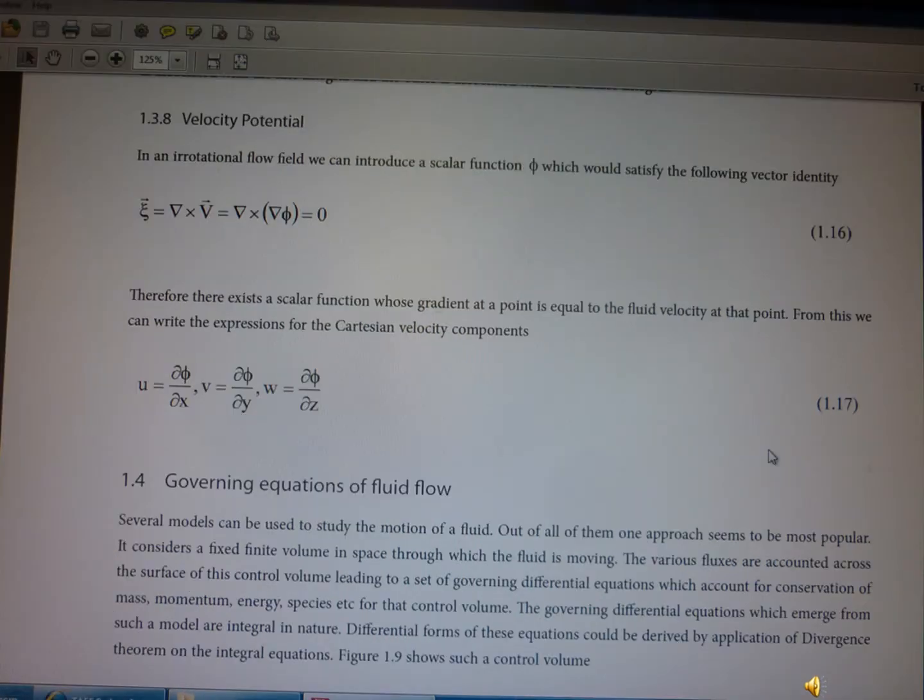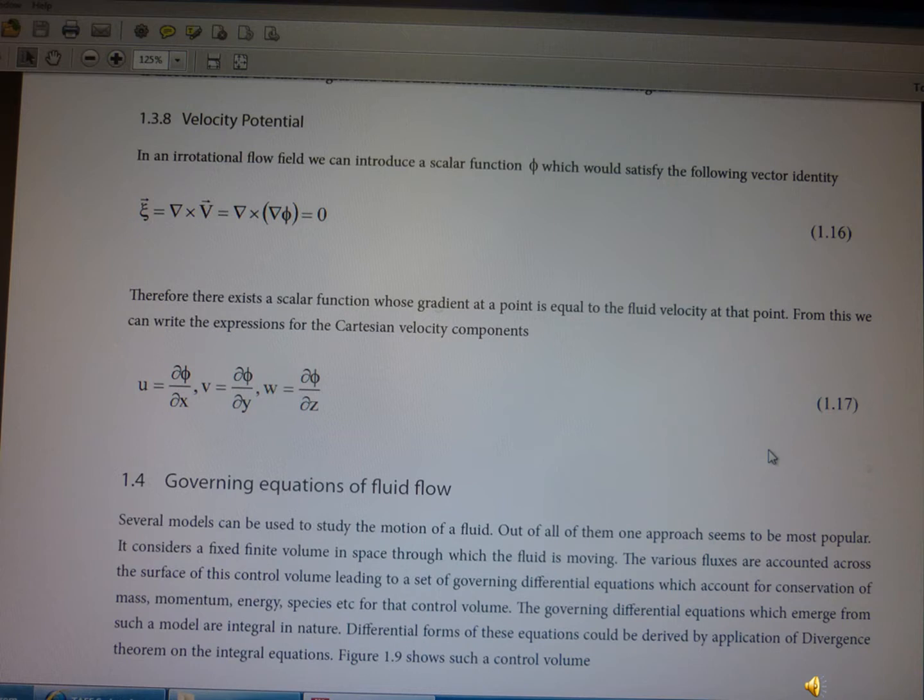Talking about the velocity potential, the velocity potential phi is defined such that del cross v equals v equals del phi equals 0. In this case, u equals del phi by del x, v equals del phi by del y, and w equals del phi by del z. These are the governing equations of the fluid flow, so we can utilize the models to determine the fluid flow equation through differential equations.